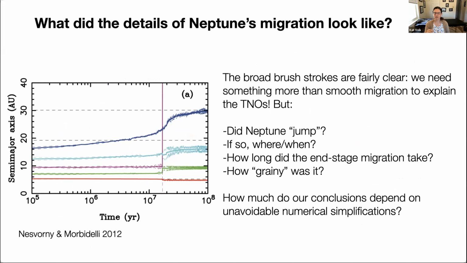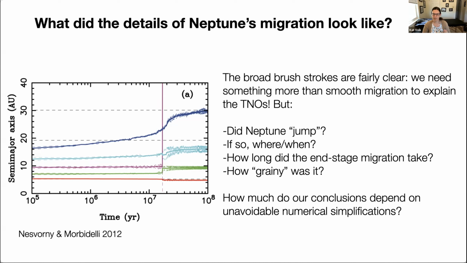to reduce the capture into the 2-to-1, where that jump might have occurred, the timescale dependence for that late stage, and the amount of graininess. Because if you can imagine, if Neptune is having a lot of jumps in its semimajor axis, that will lower the capture efficiency into the resonances. So I'm really looking forward to getting all of those results.